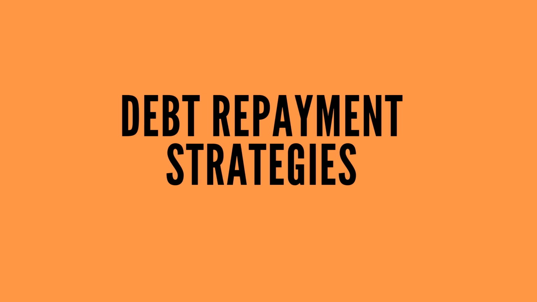Now that you've borrowed responsibly, let's talk about repaying that debt. The goal is to avoid unnecessary interest costs and keep your business in the green. Start by paying off high-interest debt first. This is called the avalanche method, and it helps reduce the total interest you pay over time.